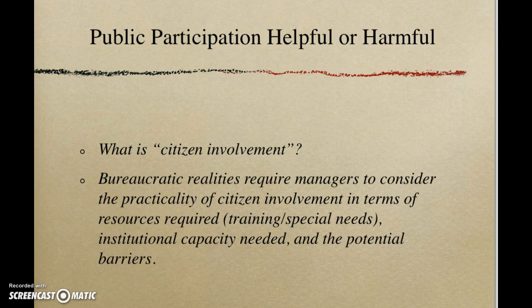Bureaucratic realities require managers to consider the practicality of citizen involvement in terms of resources required, in other words, any training or special needs, institutional capacity needed. Do we need more equipment, do we need more room, what is needed if we're going to engage in the practicality of more citizen involvement in this administrative decision-making process? And then look at potential barriers. What barriers might exist from the public perspective, in other words, why might somebody not participate? On the other side, what barriers might city administrators put up because they don't want to lose some of their power or administrative authority when dealing with citizens as part of this process?